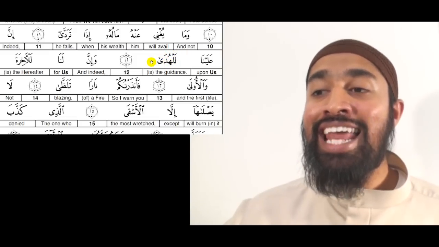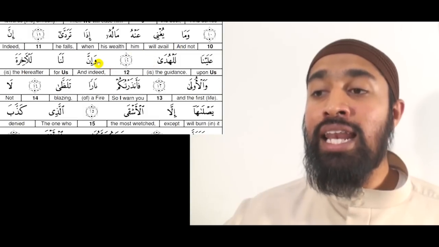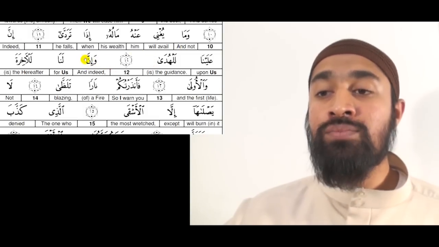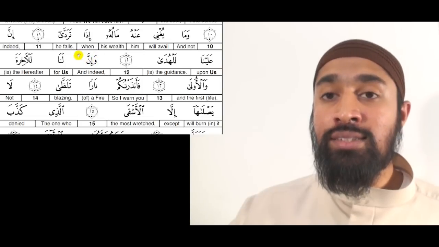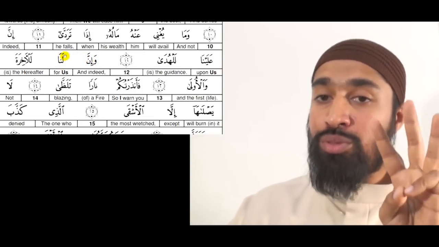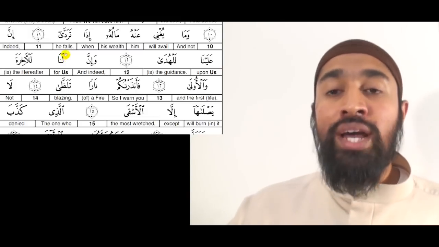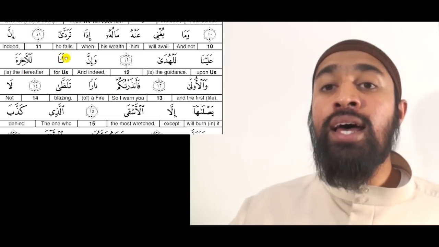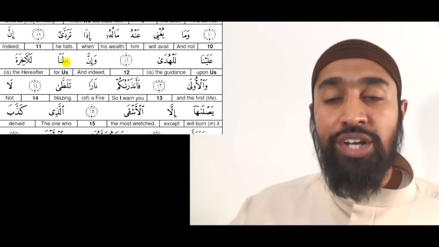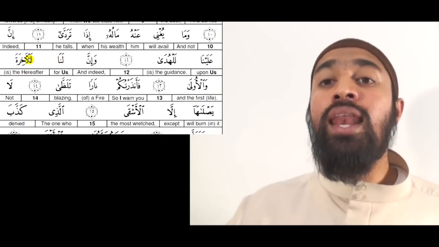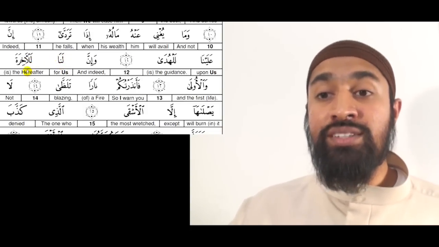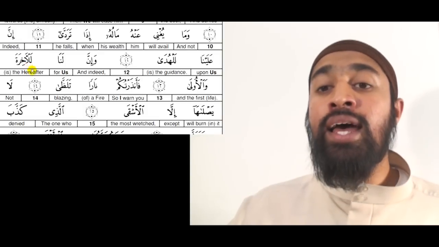Inna alayna lalhuda. Verse number 13. Wa inna, full nasal sound again. Rule number 3 of rhythm. Wa inna lana. Minimum stretch of 2. Remember that? The first rule of stretch. Lana, la, la. Which one is it? It's a light letter. Lana, lal.